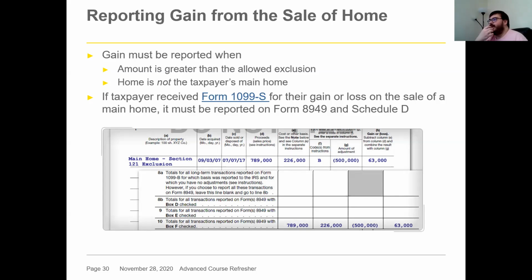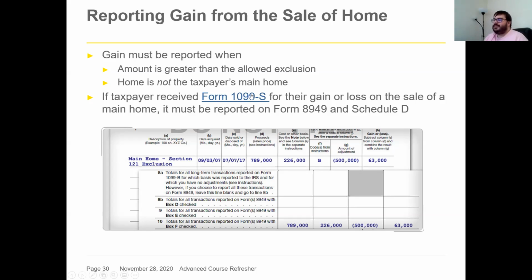And this is how you report it on the tax return. You have to report the gain when the amount is greater than the exclusion. So let's say the amount was $300,000 of gain. Well, if the person is single, you can only exclude $250,000, so you still have to pay tax on that $50,000 of gain. And you also have to report it when the home is not the taxpayer's main home, like a vacation home somewhere. You would have to report gain on that.